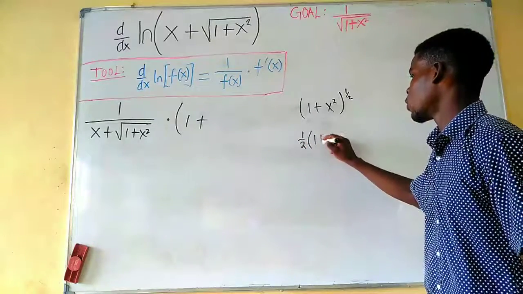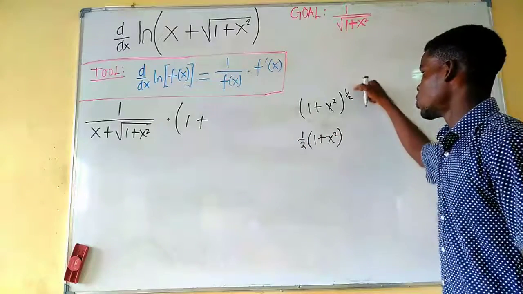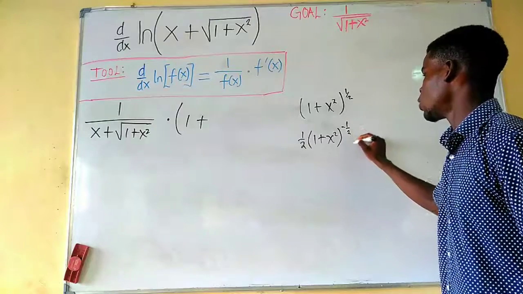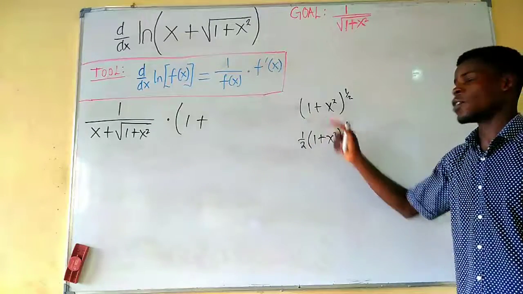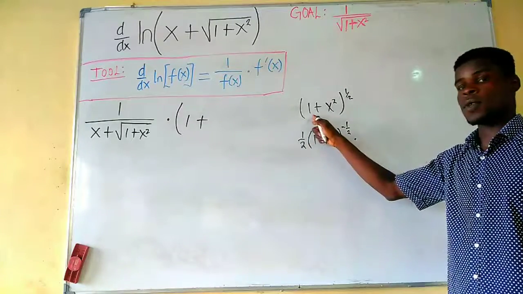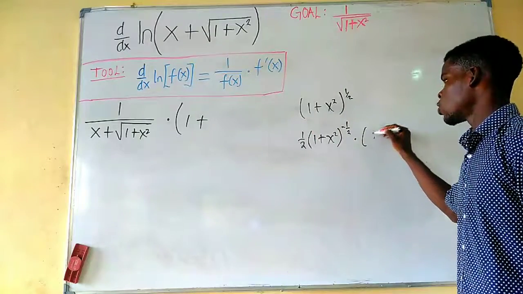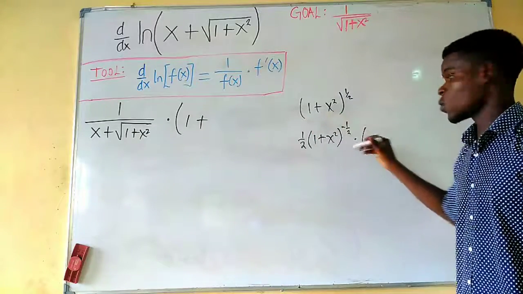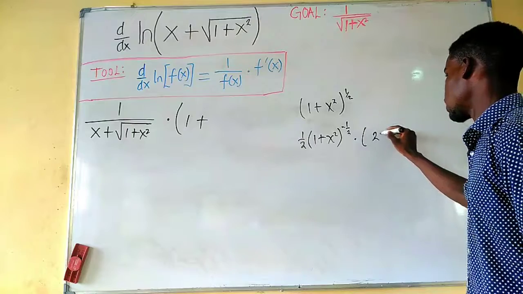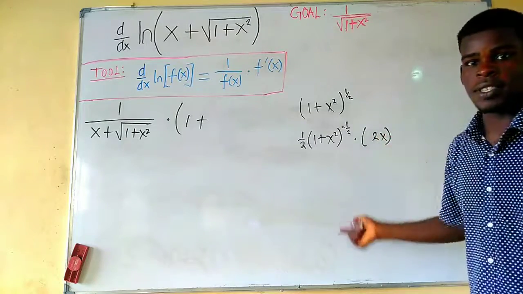So we're going to multiply this in front, 1 over 2, and we're going to have 1 plus x squared. We subtract 1 from the power, so we have negative 1 over 2. And we multiply with the derivative of the inner function. The derivative of 1 is just giving us 0, plus the derivative of x squared with respect to x, which gives us 2x. So you have 0 plus 2x, which is just 2x.